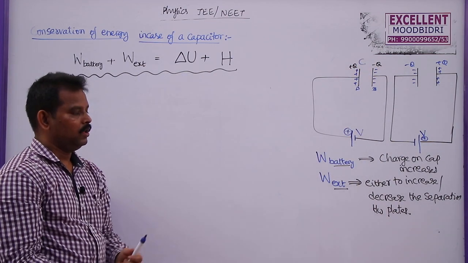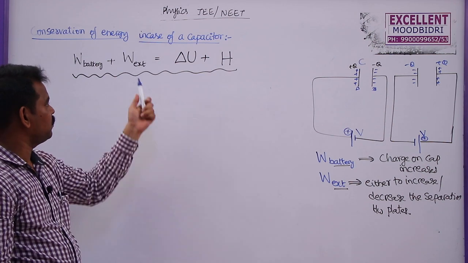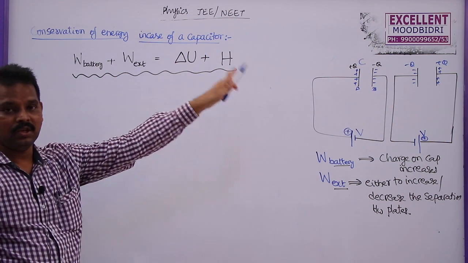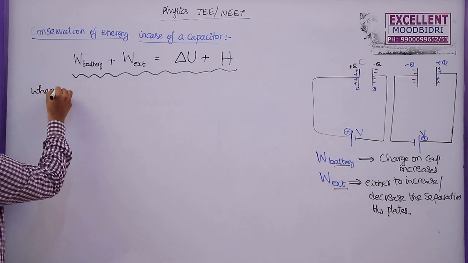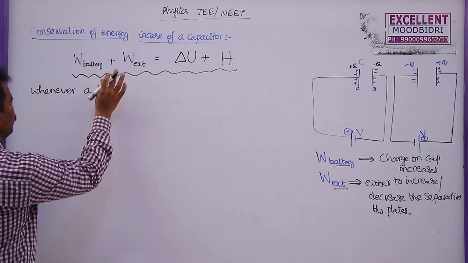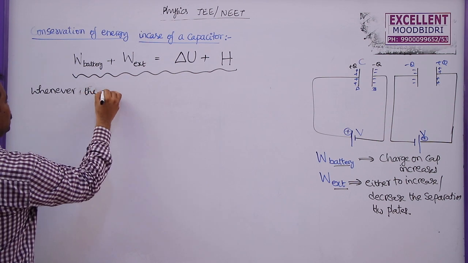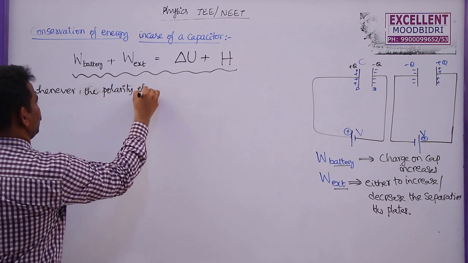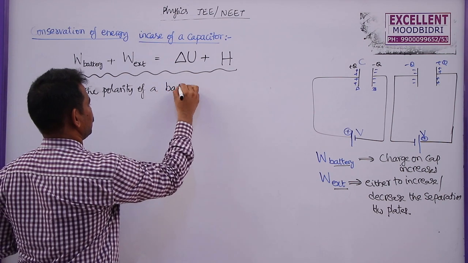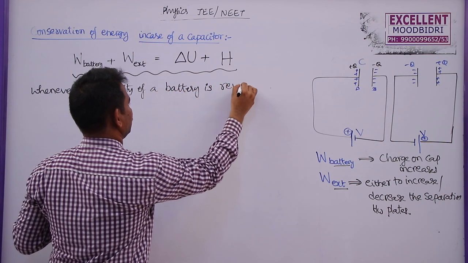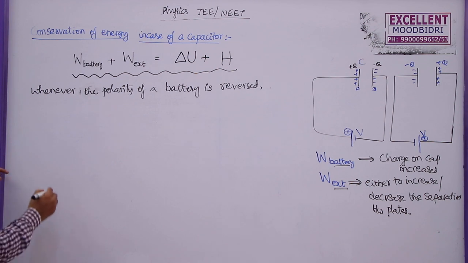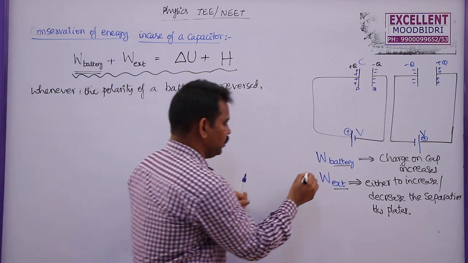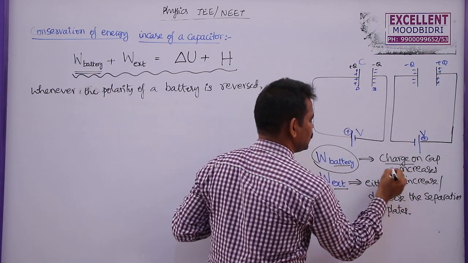Now in this, what is the work done by the battery, what is the work done by the external force, what is the change in energy, and what is the heat produced in this one? Whenever the polarity of a cell or battery is reversed, what happens to the other quantities here? So first let me check the work done by the battery, whether the charge is increased or not, because whatever work is done by the battery is used to increase the charge.